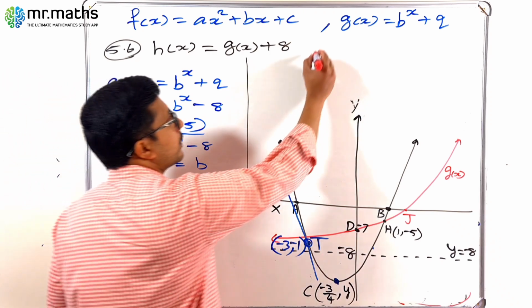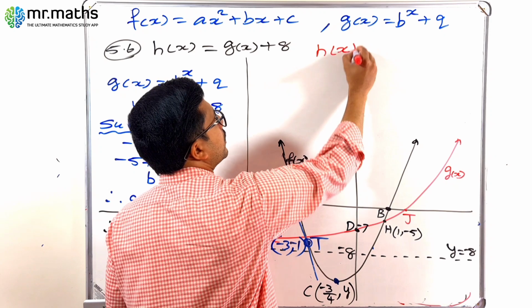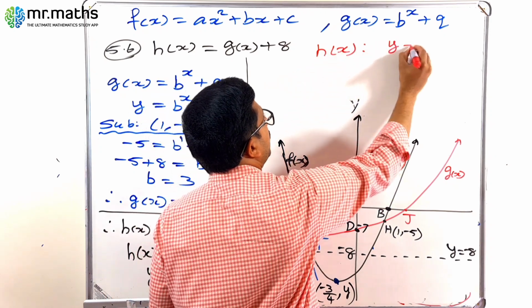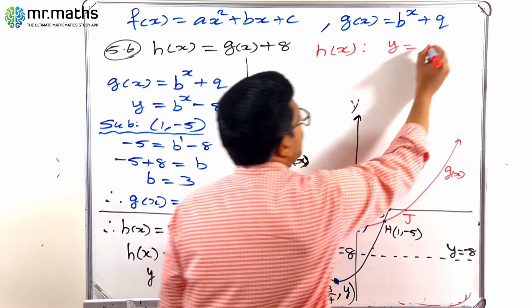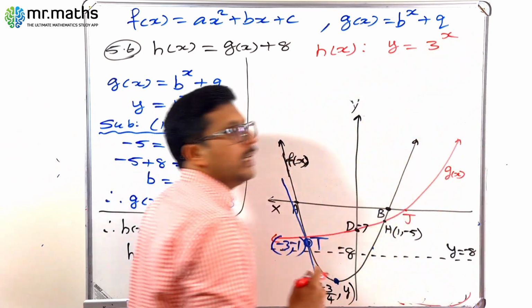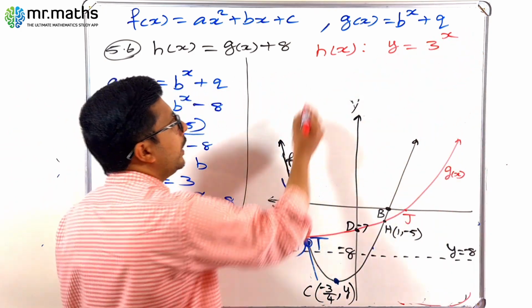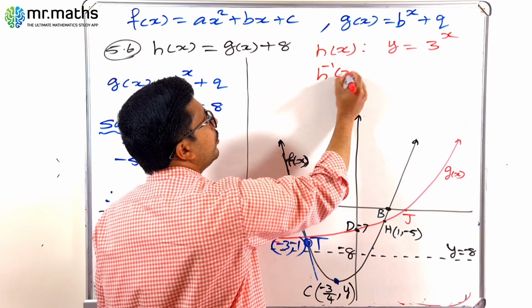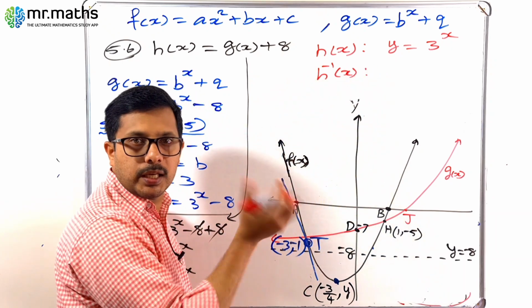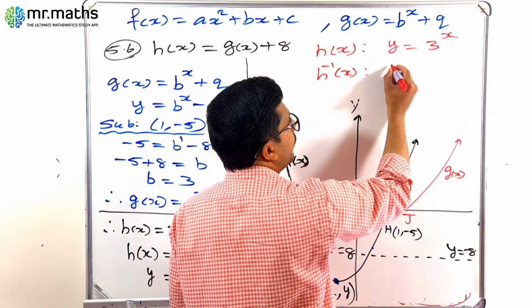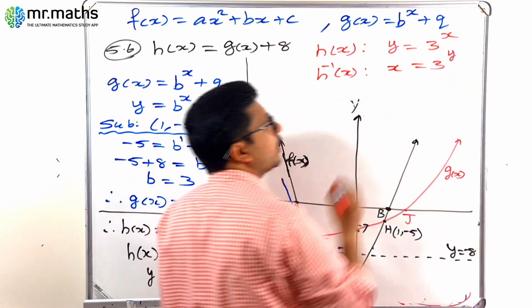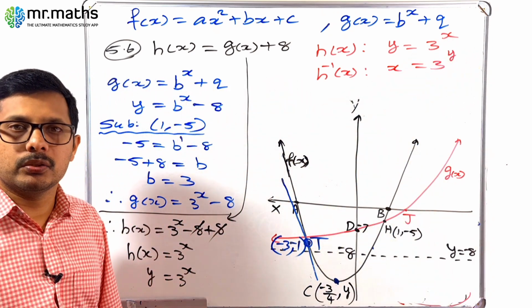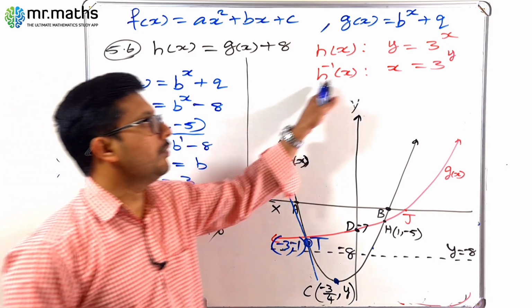h of x is y is equal to, what is h of x? y is equal to 3 raised to x. Now how can you find h inverse? To find h inverse of x, you have to swap x and y. So this y becomes x, and this x becomes y. So x is equal to 3 raised to y, that is h inverse of x.